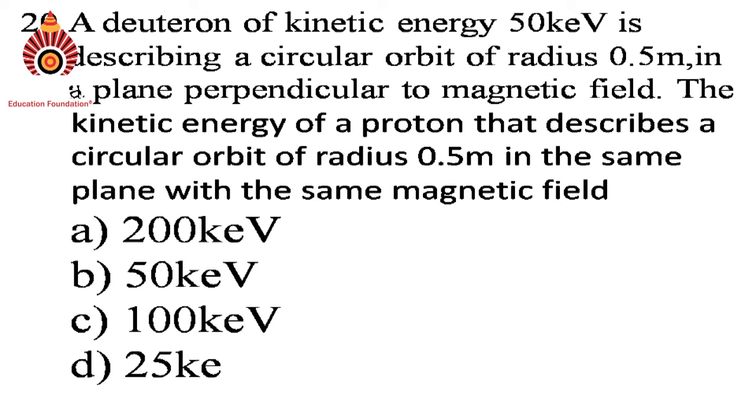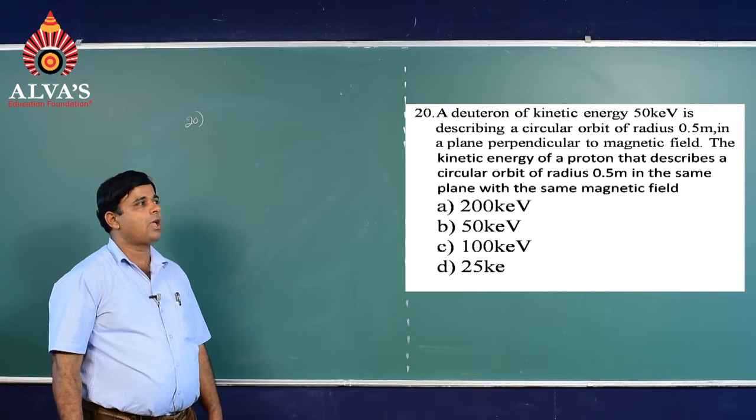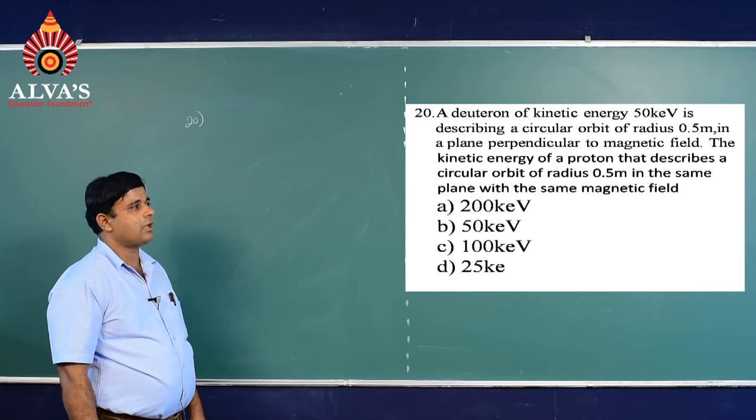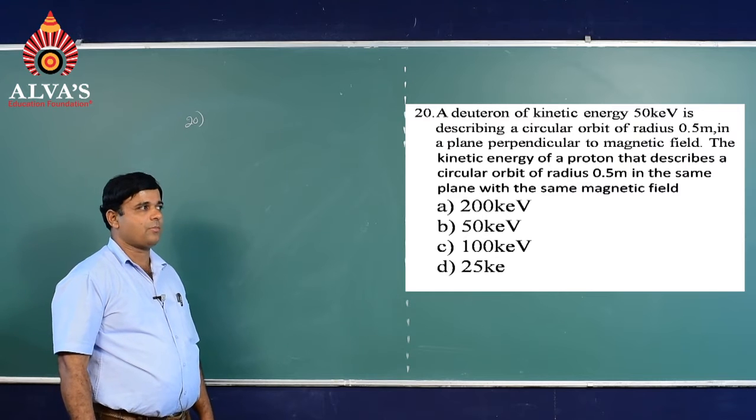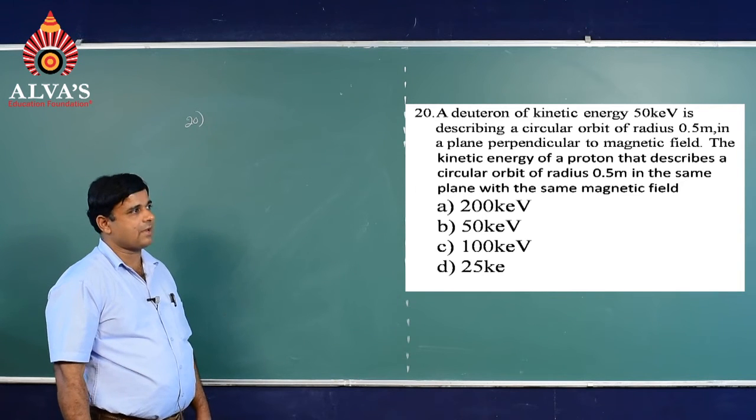A deuteron of kinetic energy 50 kilo electron volt is describing a circular orbit of radius 0.5 meter in a plane perpendicular to the magnetic field. The kinetic energy of a proton that describes a circular orbit of radius 0.5 meter in the same plane with the same magnetic field is. Here deuteron and proton are moving in the same magnetic field. Both have radius 0.5 meter, implies r is same.